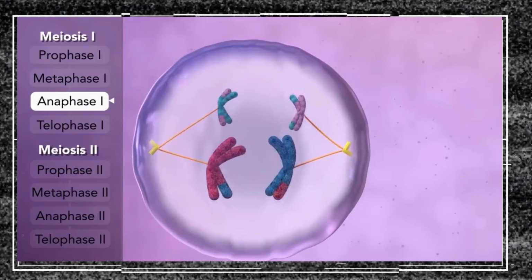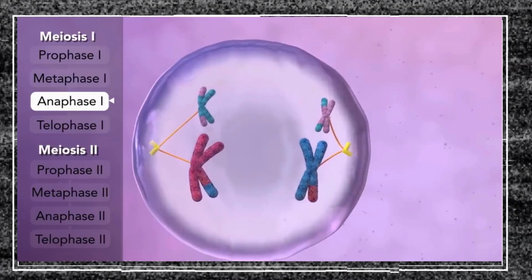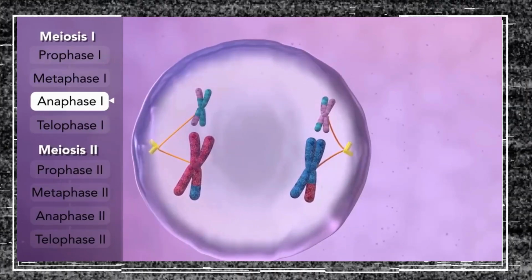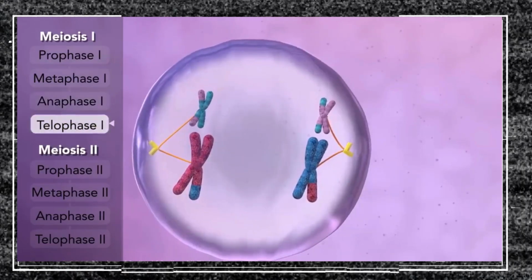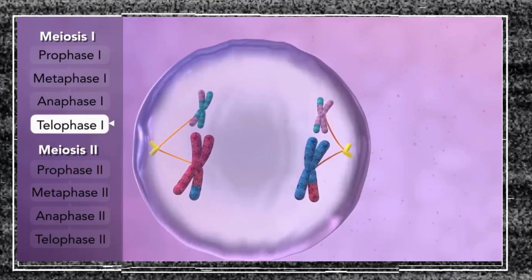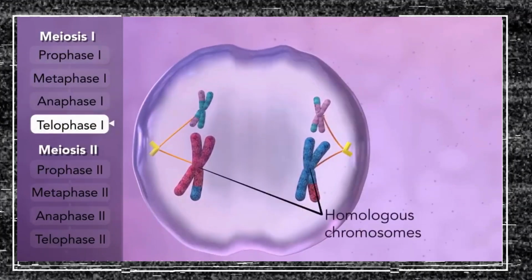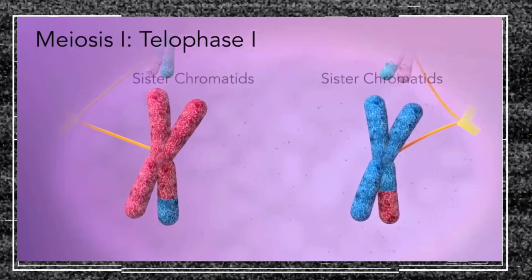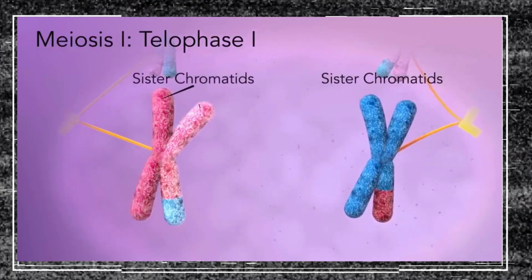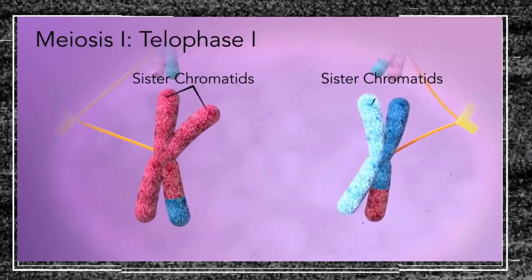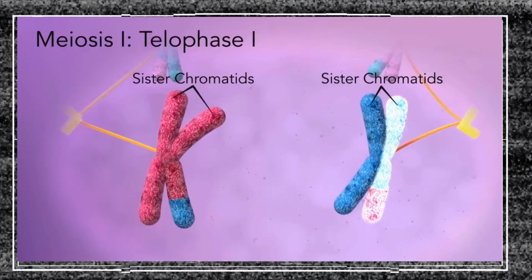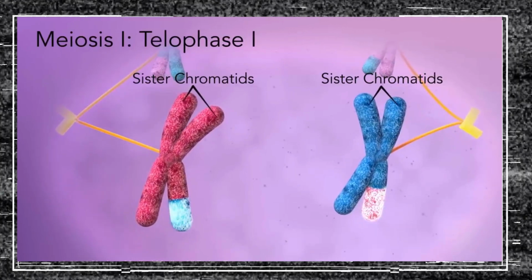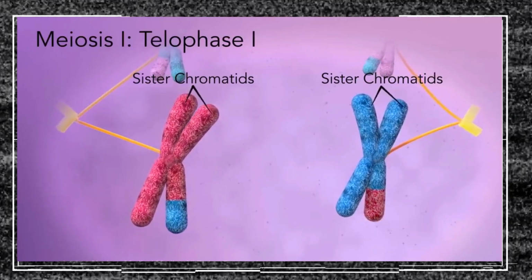During anaphase I, spindle fibers separate the homologous chromosomes in each tetrad and pull them to opposite poles of the cell. The cell enters telophase I with 1 chromosome from each homologous pair at separate poles. However, each chromosome still consists of sister chromatids. Keep in mind that each chromosome's sister chromatids are no longer identical because of the allele exchange that happened during crossing over.